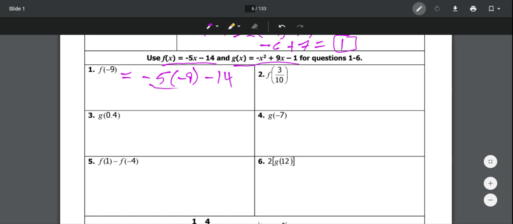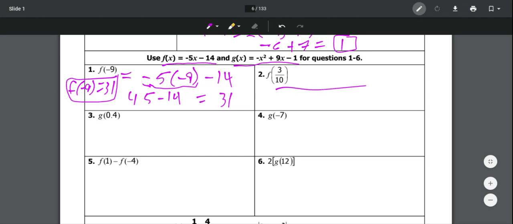So that's negative 5 times negative 9. That's 45 minus 14, which equals, what is that? That would be 31. So f of negative 9 equals 31. That's how you would write that. I'm going to let you do this and the rest of these. I'm going to show you 3 and 5.